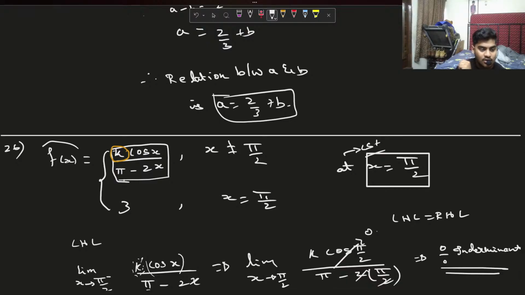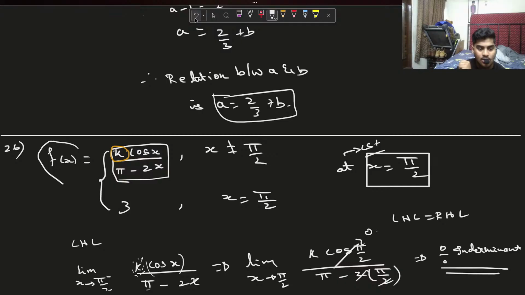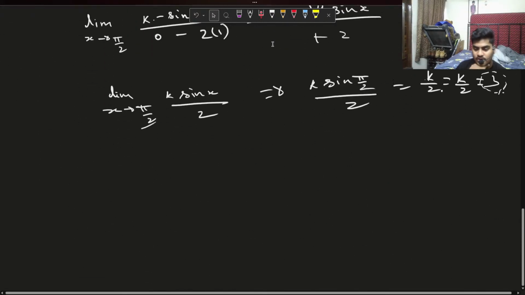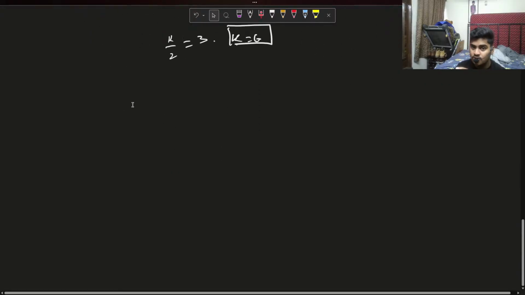The function value is related with 3. Done. So I took the function value as 3, so k by 2 is equal to 3, k is equal to 6. Understood? This is as simple as that, but I am taking more time to explain to you guys. From now on, I will go in a hurry.